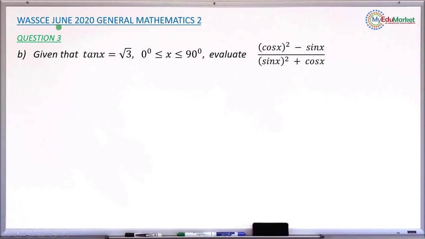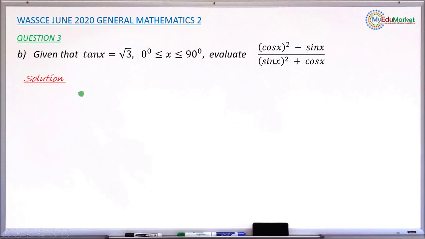This is WAEC June 2020 General Mathematics Paper 2, and we're answering question number 3b. The question says, given that the tangent of the angle x is equal to square root of 3, and that angle x lies between 0 degrees and 90 degrees, find or evaluate (cos²x − sin x) all over (sin²x + cos x). It is this that we are asked to find. It is a value. So let's attempt to answer this question together.